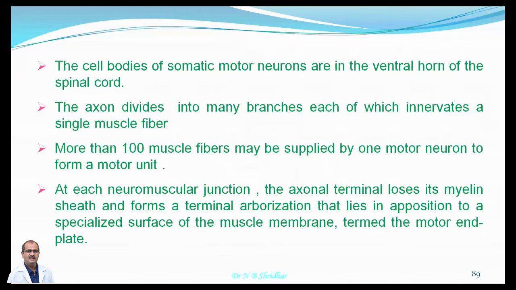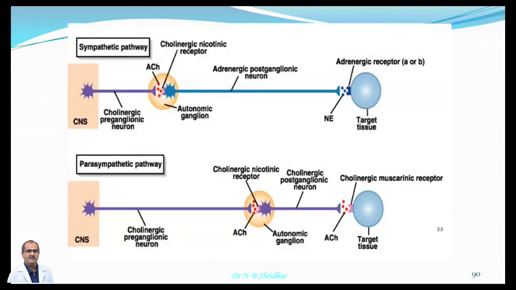At each neuromuscular junction, the axonal terminal loses its myelin sheath and forms a terminal arborization that lies in opposition to a specialized surface of the muscle membrane, termed the motor end plate. So in the case of skeletal muscles, which are supplied with somatic nerves, there is a special tissue known as the motor end plate to which the nerve fiber is connected.